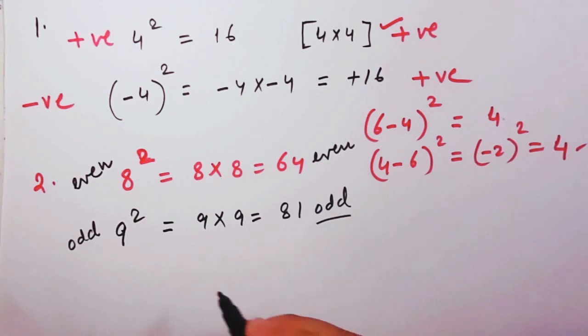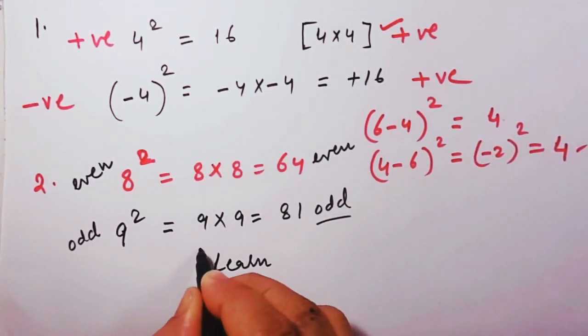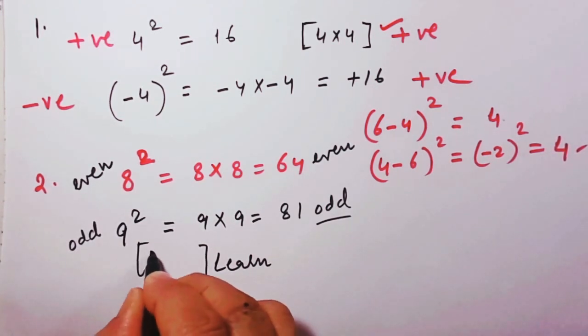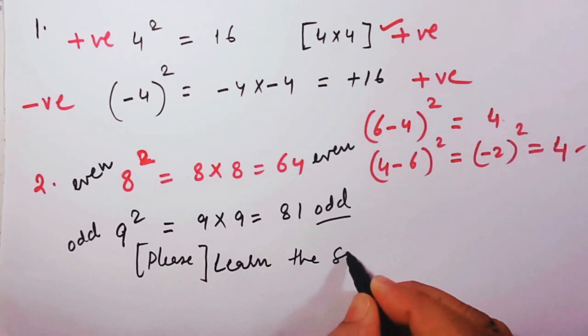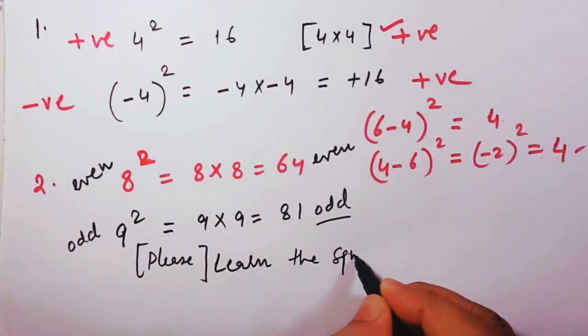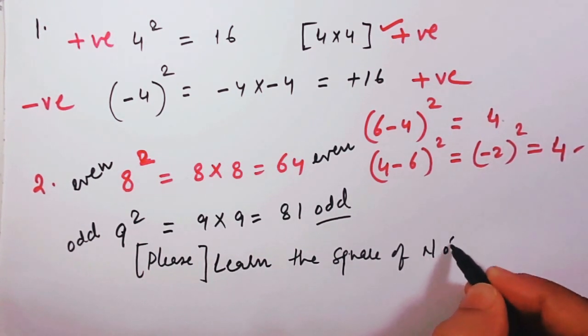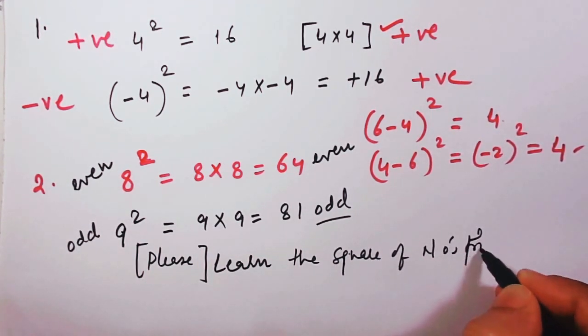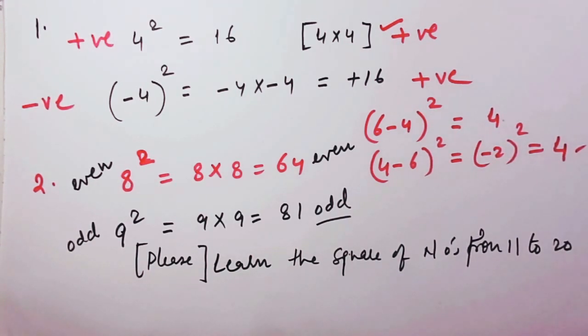Okay, it's better if you learn. So let me write please over here. Please learn the squares of numbers from 11 to 20. See, from 1 to 10 you know, 11 to 20 they are very easy.